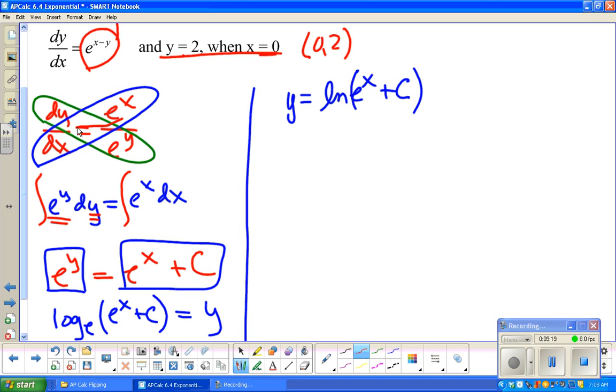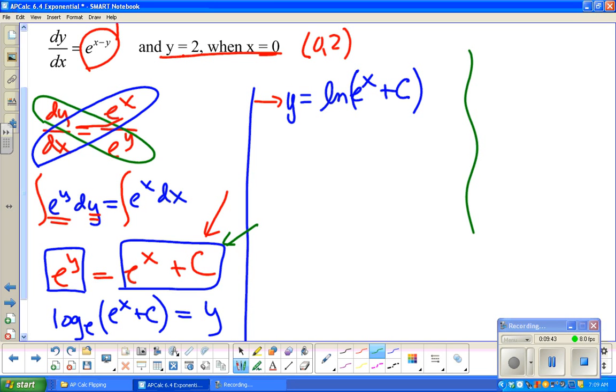I'm going to put this in right here, or I could put it into this one. You can substitute and find your c at any step along the way, provided you have already done the antiderivative, because the antiderivative is when you get the plus c. So I actually think I like this one better.